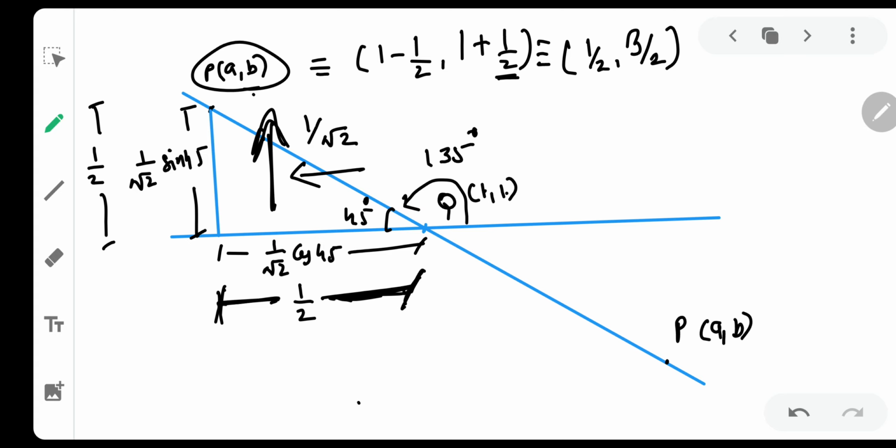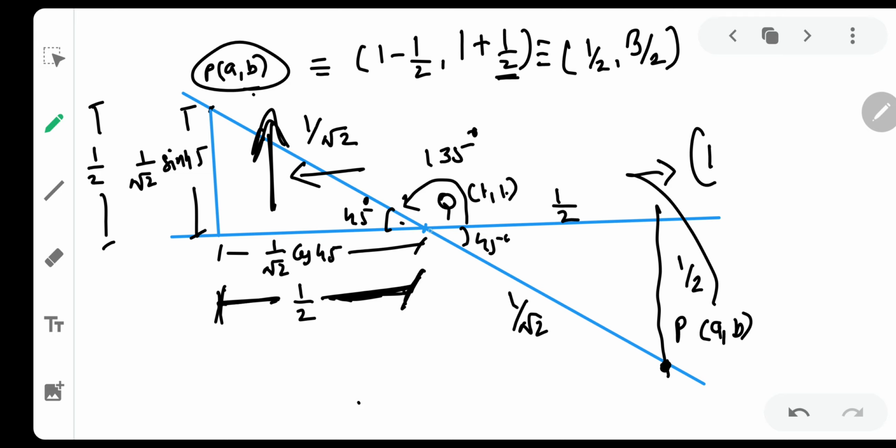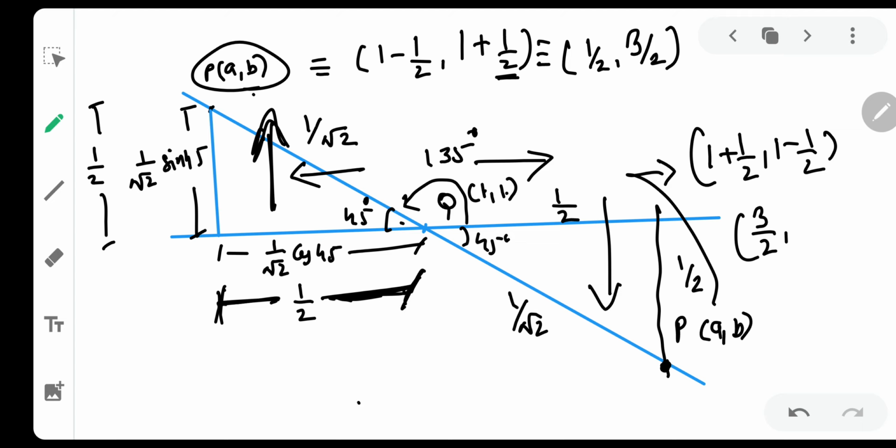Now over here also the same condition, 1 by root 2 and this angle will also be 45, vertically opposite angles. So see point P, again this will be half and this will be half, but over here point P is going to the right. So right means plus, to the right by half units, and it is going down by half units. So it will be 1 minus half. Hence the coordinates will be 3 by 2 and 1 by 2. So there are two coordinates. One is (1/2, 3/2) and the other is (3/2, 1/2).